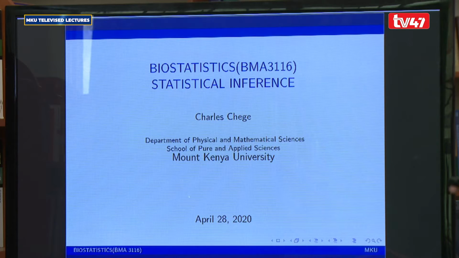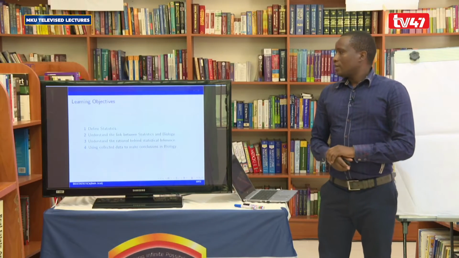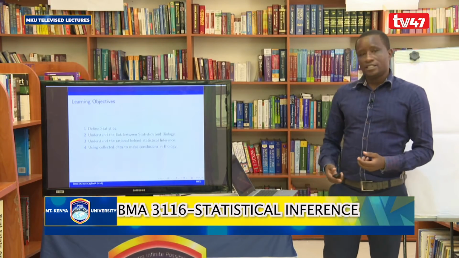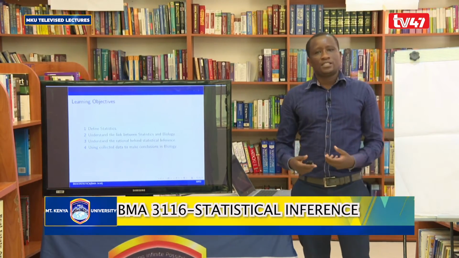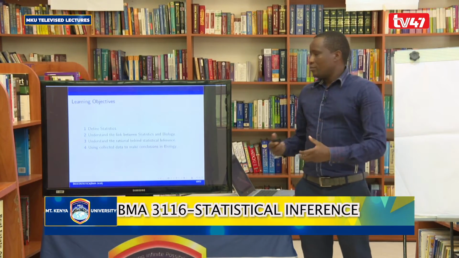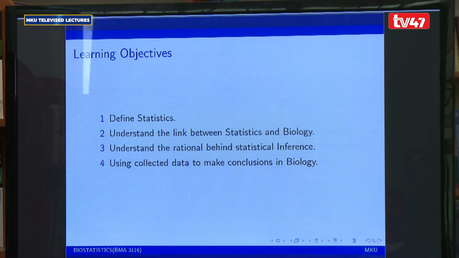So first we look at the definition of statistics, then we look at the link between statistics and biology, why we have to involve statistics in biological studies, and then we look at the procedures and the rationale behind statistical inference, what you are expected to do to have carried out a statistical inference on a certain study or research. Then, using collected data, we apply the statistical inference method to make conclusions about a biological study.